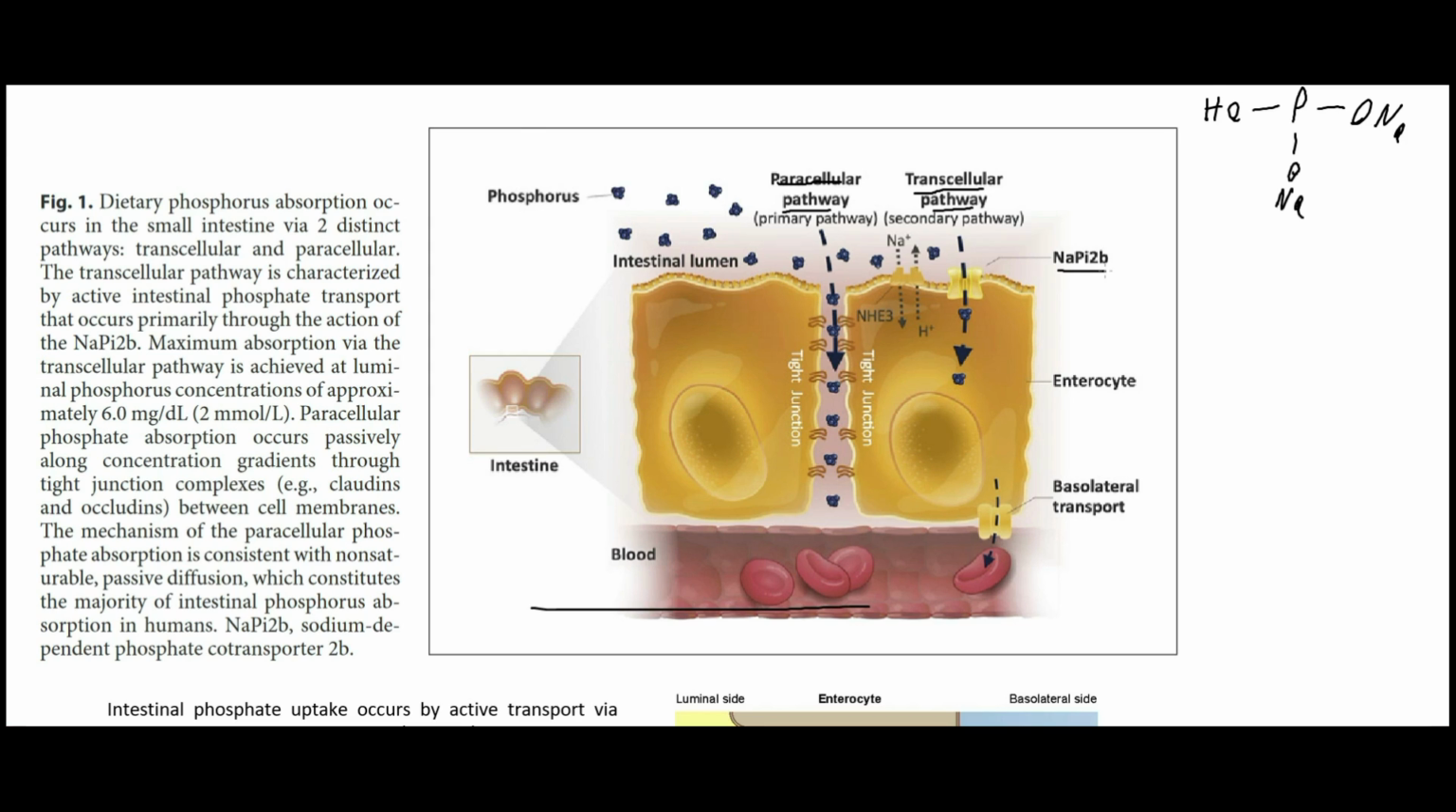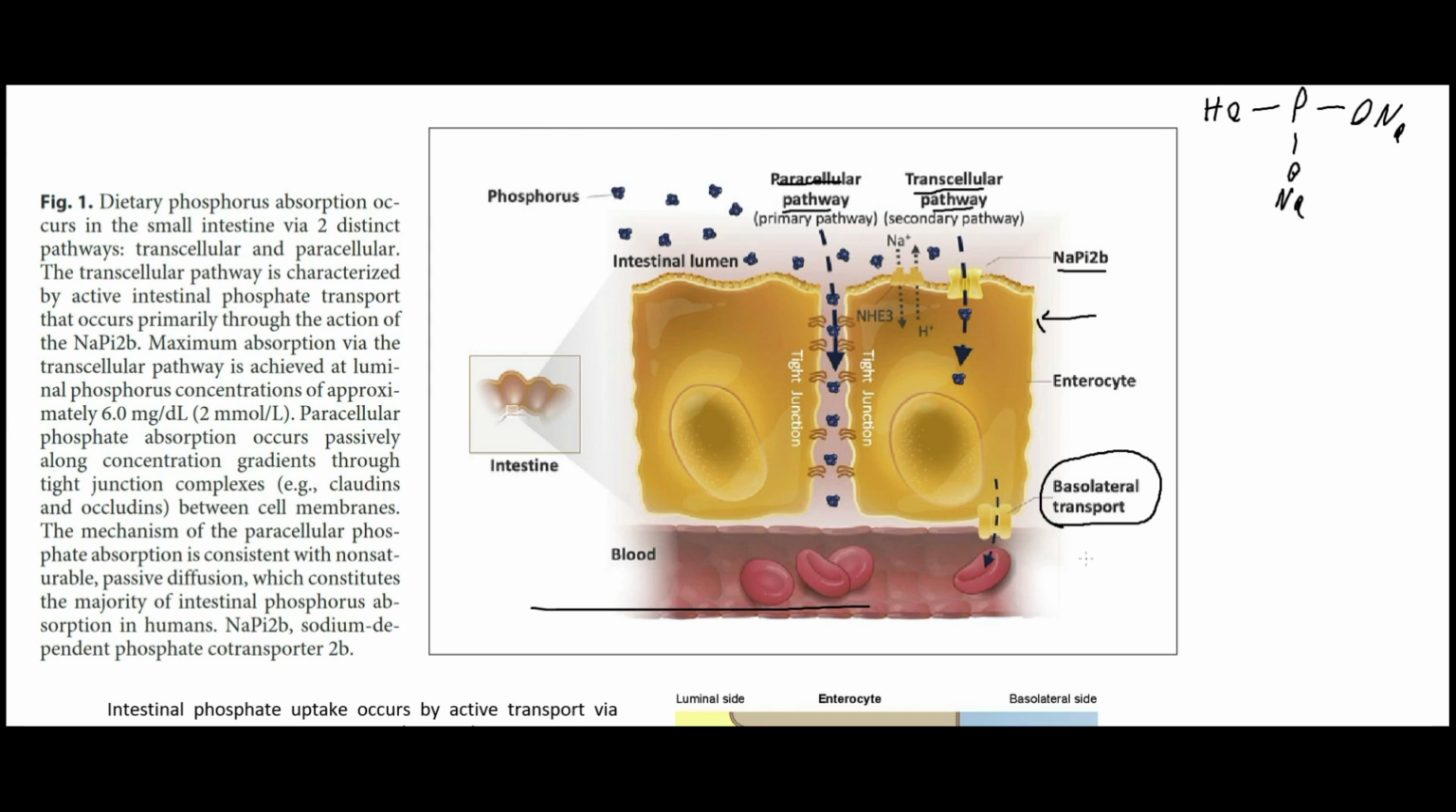concentration gradient, where sodium is higher concentration in the intestinal lumen and lower concentration in the cell. And so the sodium is going to want to move down into the cell. Using the energy of that sodium concentration gradient, it moves the phosphate into the cell. And then we see that there is this basolateral transport.